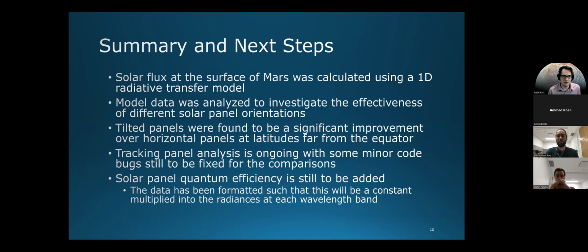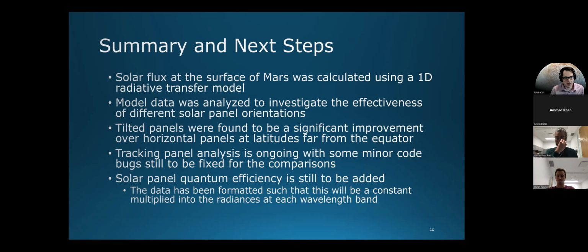So a summary of what we did and some next steps. So we calculated solar flux at the surface of Mars using a 1D radiative transfer model. We analyzed the model data to investigate the effectiveness of different solar panel orientations and found that tilted panels were a significant improvement over horizontal panels at latitudes far from the equator. The tracking panel analysis is ongoing with just some minor code bugs still being worked out.